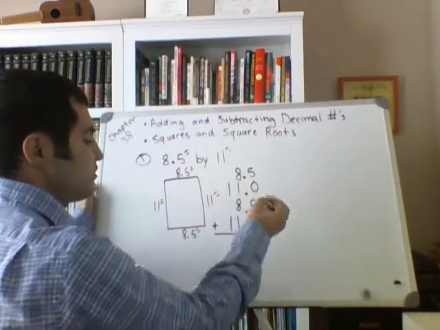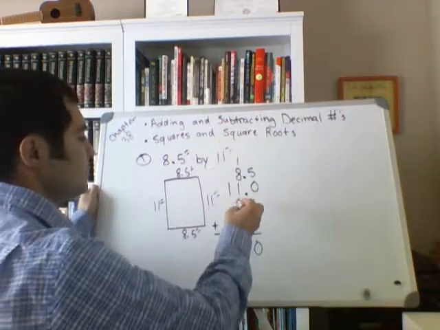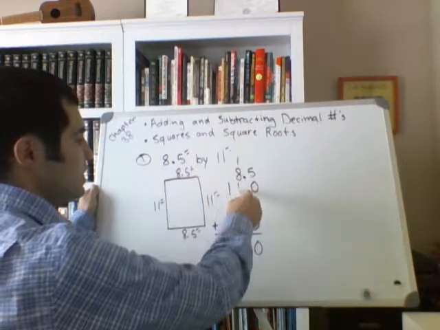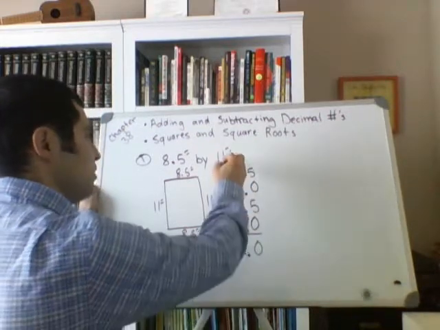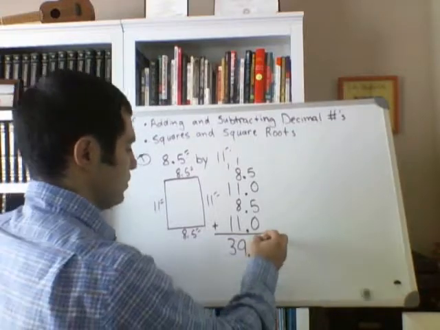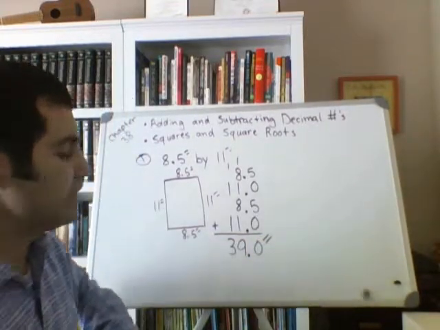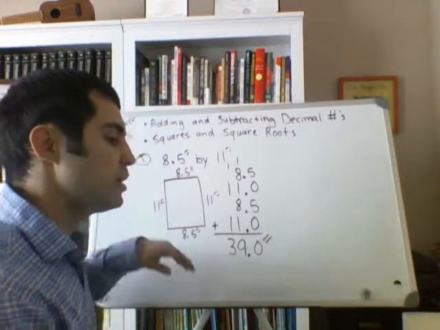Alright, so 5 plus 0 plus 5 plus 0 is 10. Carry your 1. 8 plus 1 is 9, plus 1 is 10, plus 8 plus 1 is 19. Carry your 1. 1 plus 1 plus 1 is 3. So, 39 inches. That is the perimeter of a sheet of paper. Alright, let's do a subtraction problem.